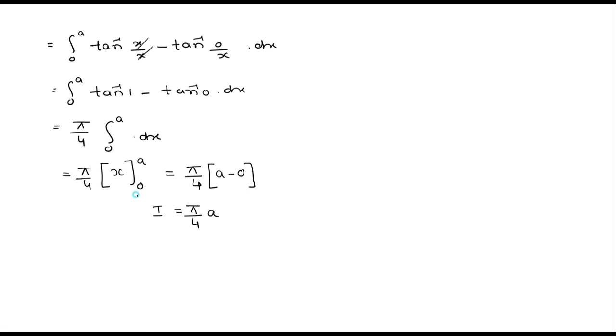So the value of the given integral after changing the order of integration is pi by 4 a. So remember, whenever we are changing the order of integration, if x is given as the constant limit and y as the variable limits, after changing the order of integration, we have to take y as a constant and x as the variable.